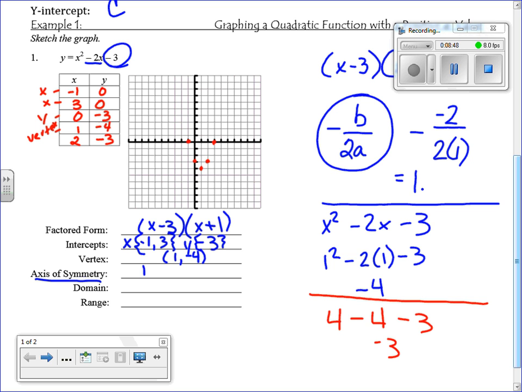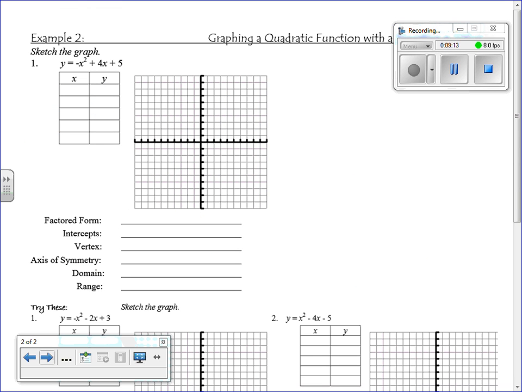Now, we have gone ahead and created 5 different points for our parabola, and so now we can go ahead and sketch it to look like this. Now, if you want to put more points in to know exactly where it goes up there, that's perfectly fine. I'm not going to worry about domain and range right now. Let's go on to our next example, where our a is negative. So that means that we're going to have a graph that goes like this.